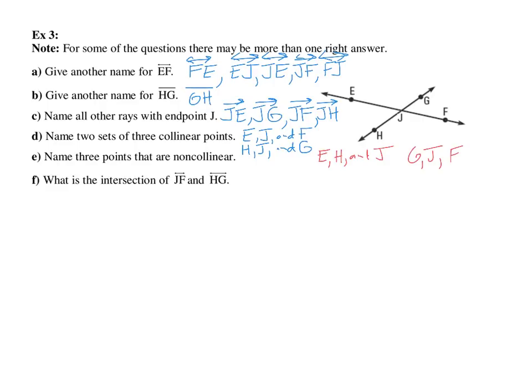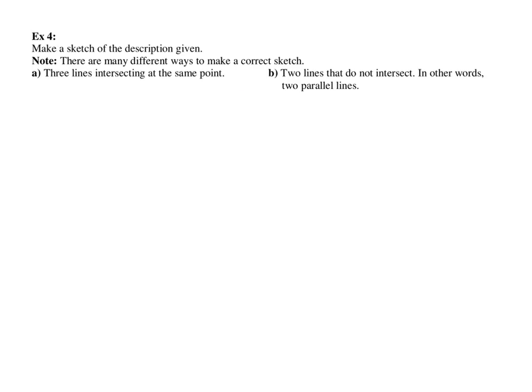And the next example, what is the intersection of JF and HG? The intersection is just the one point, J. Okay, done with that one.